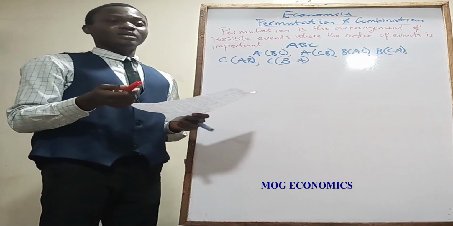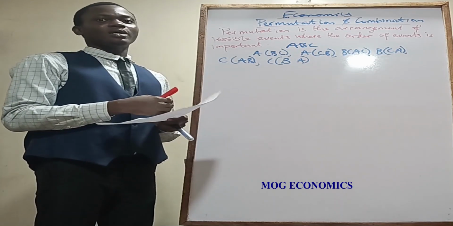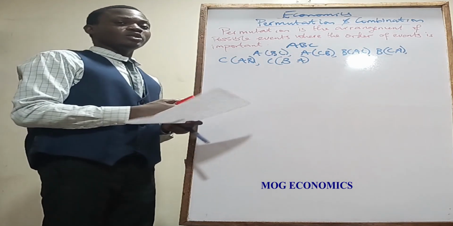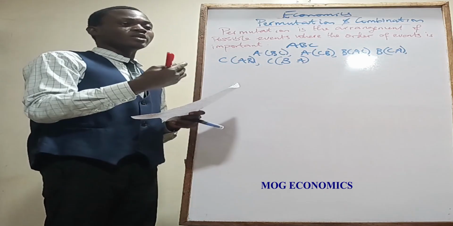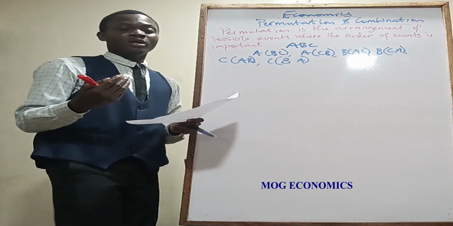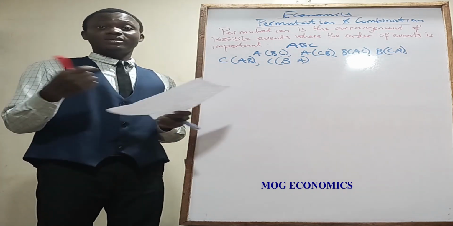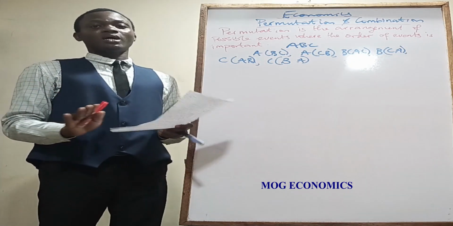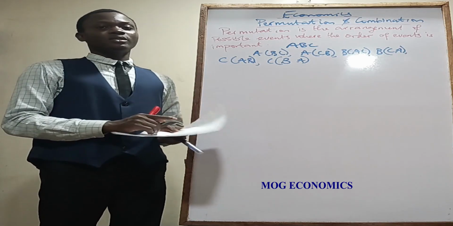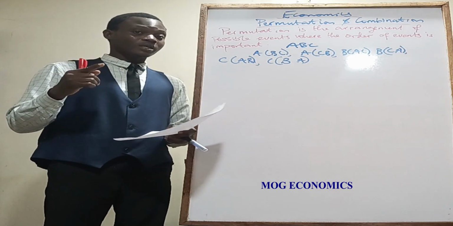And why do we have six? Because look at the whole thing, it's just letters A, B, and C. But for permutation, whether B is coming before A or A is coming before B is important. Whether I'm standing before you on a queue or you're standing before me on a queue, it is distinct. It's a separate event entirely. That is what we mean by saying that permutation considers the order of events to be important.